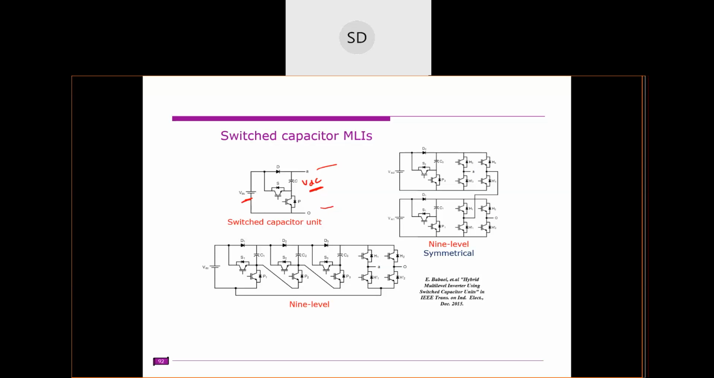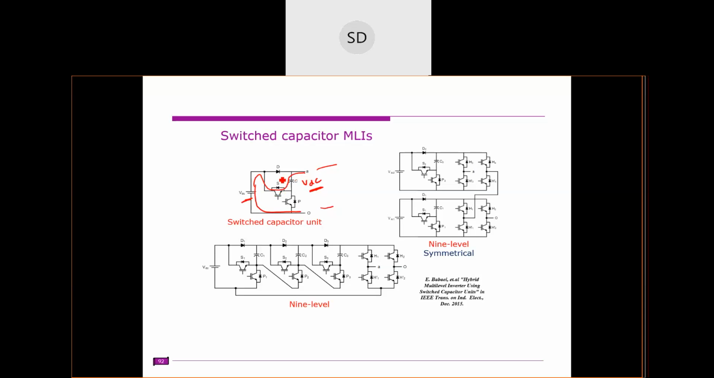Turn on S, yes. If you turn on this S, so what will happen? Both, means the capacitor and the DC source, will come in series, right?